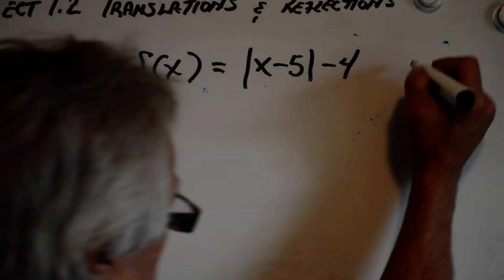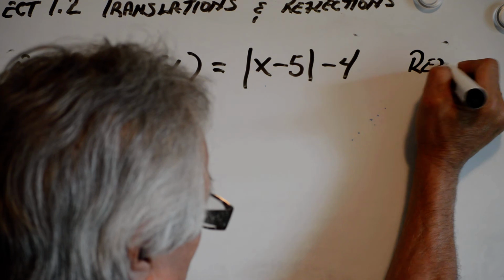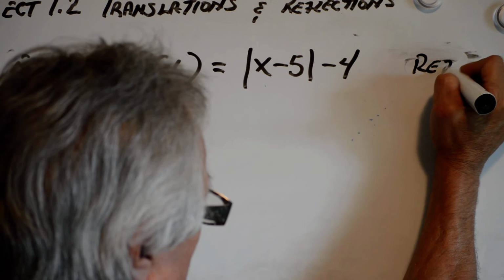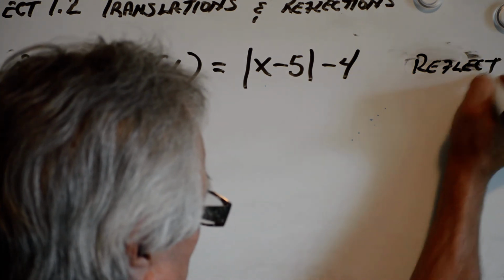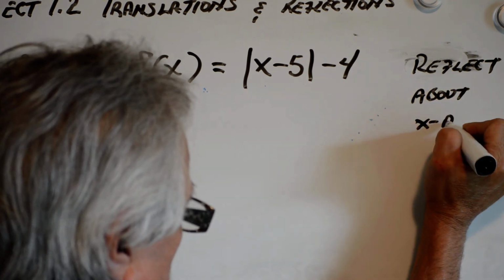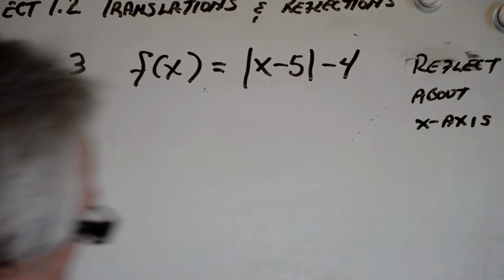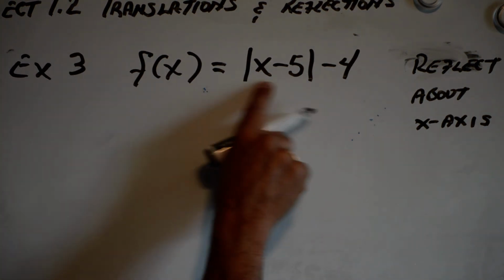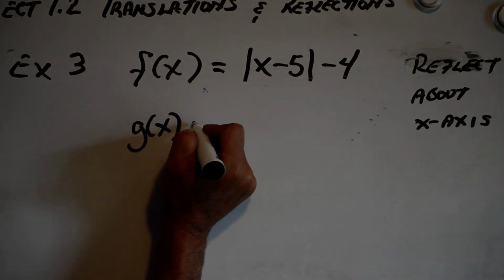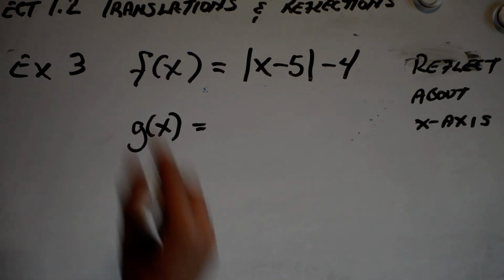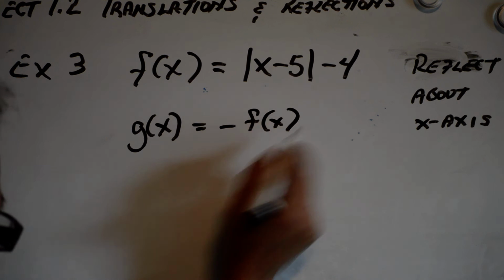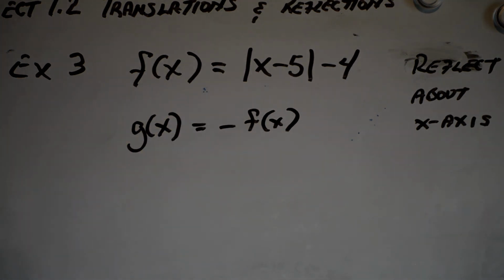All right, so I want to reflect this function about the x-axis. We're not going to do the y-axis. You can do a reflection about the y-axis as well, but we're not going to do that. We're just going to worry about the x-axis. So if I'm going about the x-axis, g of x is equal to, if it's positive it opens up, so negative f of x. Because whenever your a is negative, that's when it will reflect it.